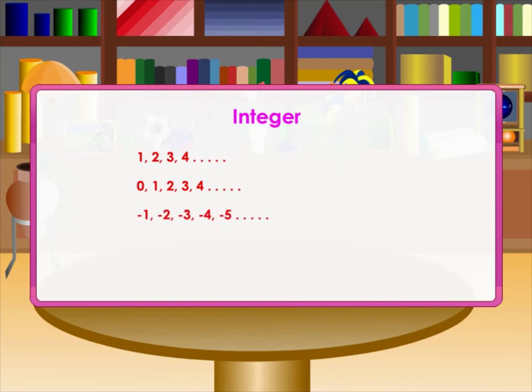We know there are negative numbers too. If we put the whole numbers and the negative numbers together, we get numbers like minus 5, minus 4, minus 3, minus 2, minus 1, 0, 1, 2, 3, 4, 5, and so on. And this collection of numbers is known as integers. In this collection, 1, 2, 3, and so on are said to be positive integers, and minus 1, minus 2, minus 3, and so on are said to be negative integers.